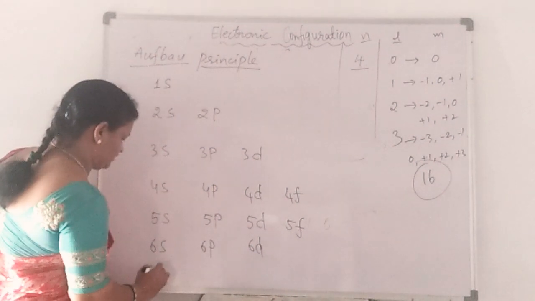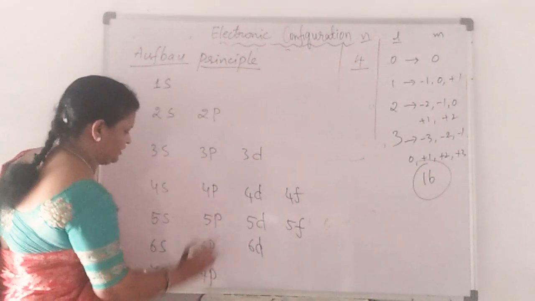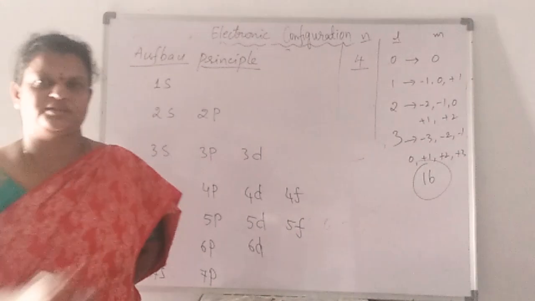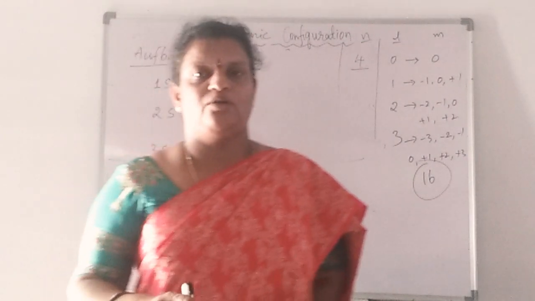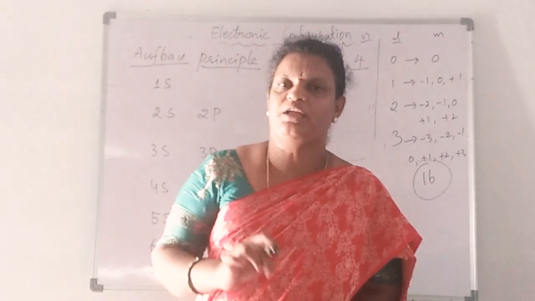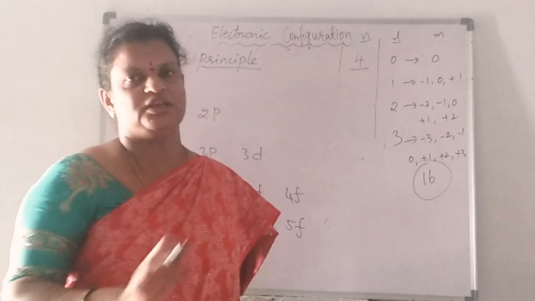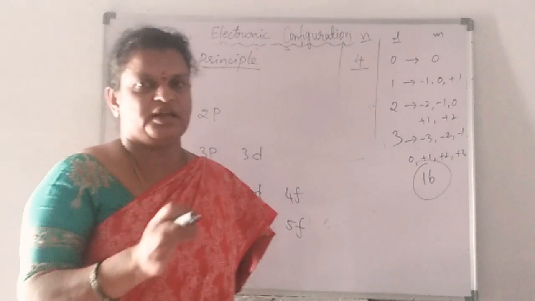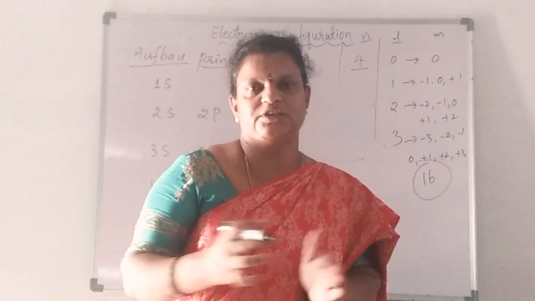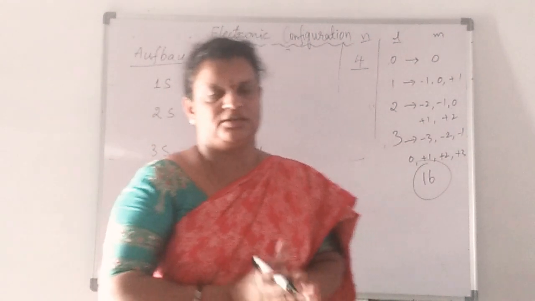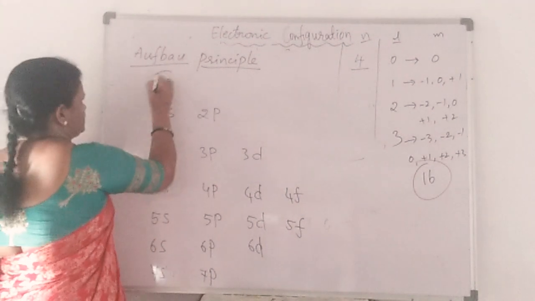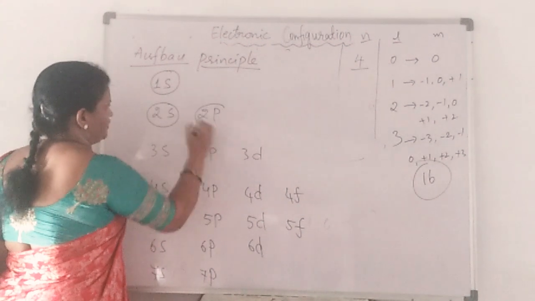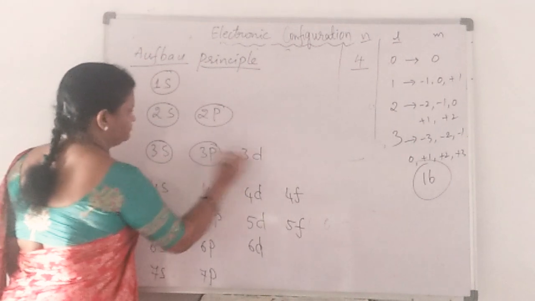Next, the 7th shell will have 7s and 7p. The 8th shell will have 8s. Like that it will continue. But no element containing 8 shells has been discovered till today. Up to the 7th shell, it's completed, meaning electrons are present in the 7th shell in one element. Up to there only it has been discovered. So the 8th shell we are not writing here. Now just put a circle around this. After that we'll see what this rule actually is.